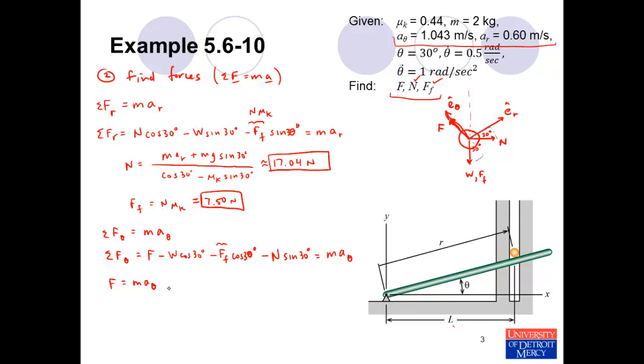We have m a_theta plus m g cosine 30 plus the friction force times cosine 30 plus the normal force times sine 30. We have all of those values. We plug them into our calculator. We get that the force of the arm is approximately 34.09 newtons. That was the last thing we were asked to find, and that concludes this example.